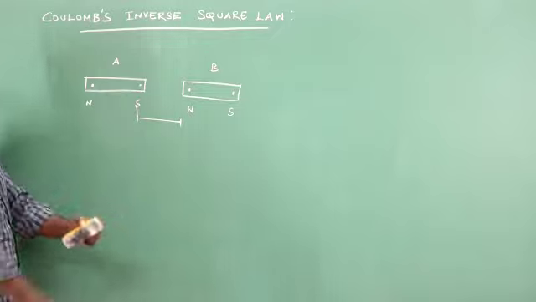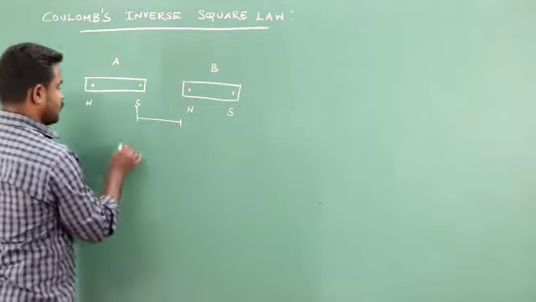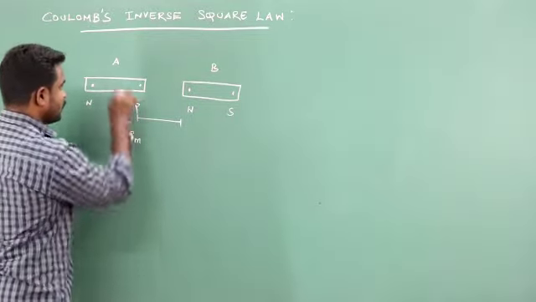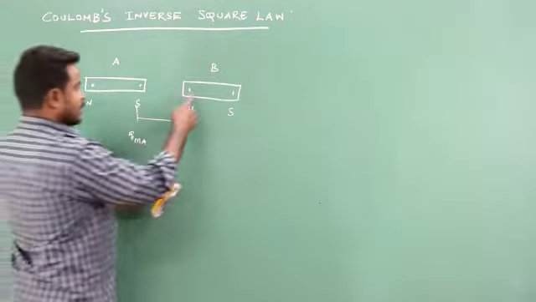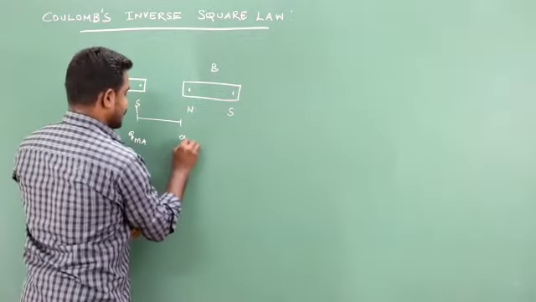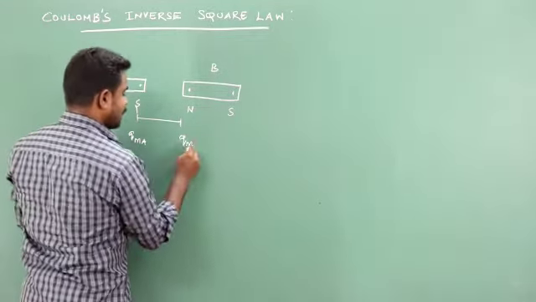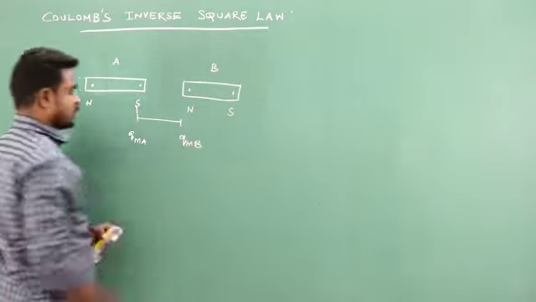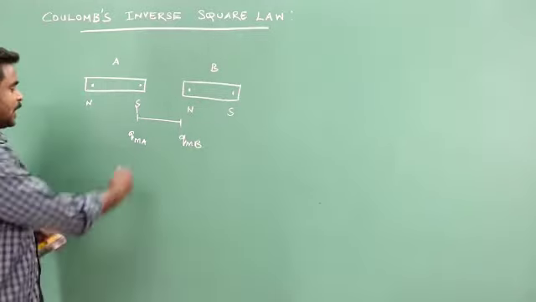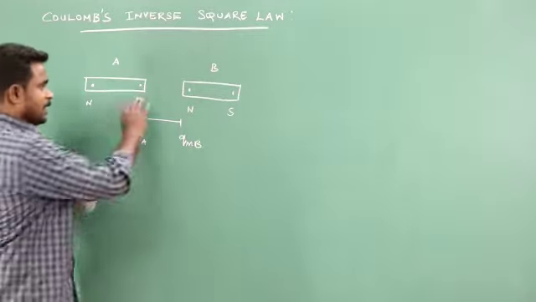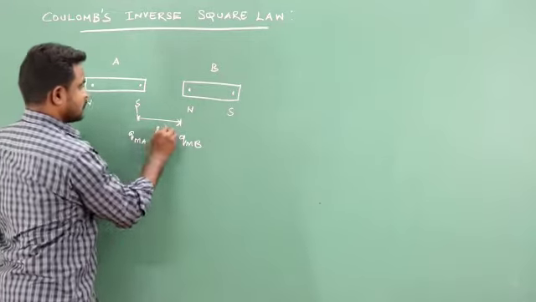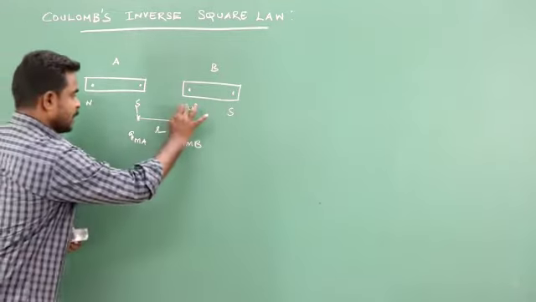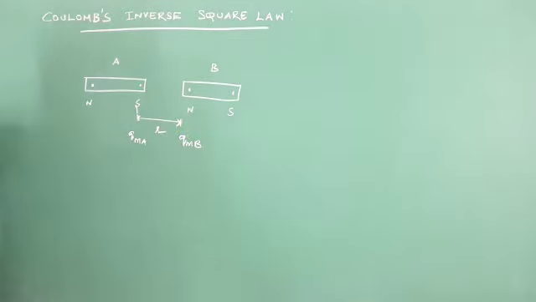Already we know the magnetic pole strength, the variable is QM. For bar magnet A we use QMA, and for bar magnet B we use QMB. The distance between the two bar magnets is R. Now we can find out the force between the two poles.